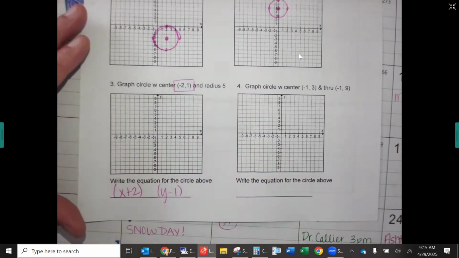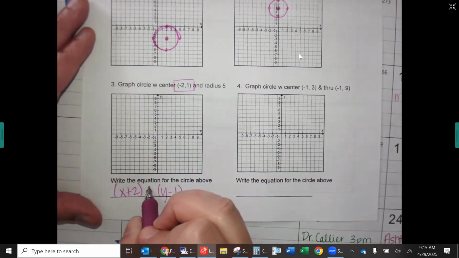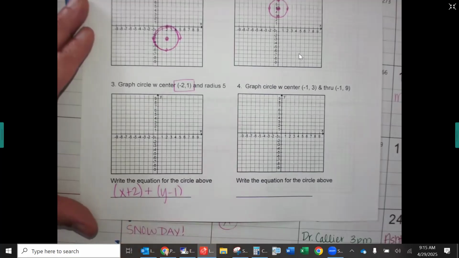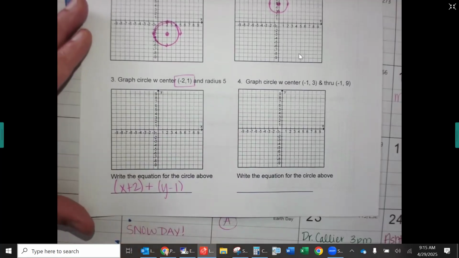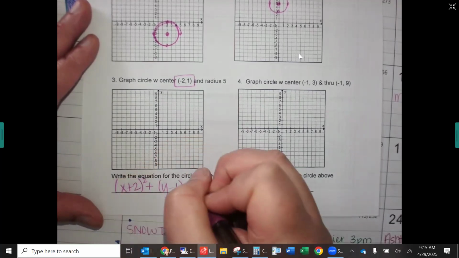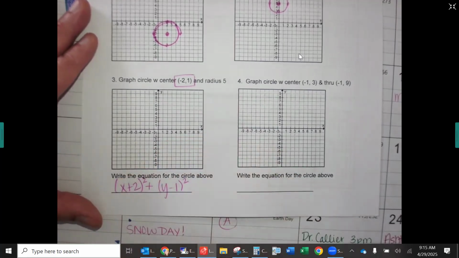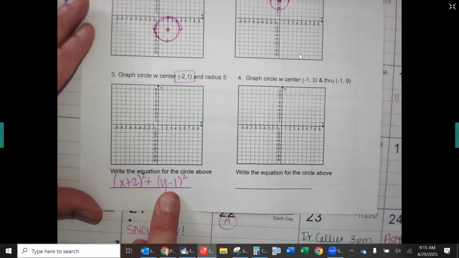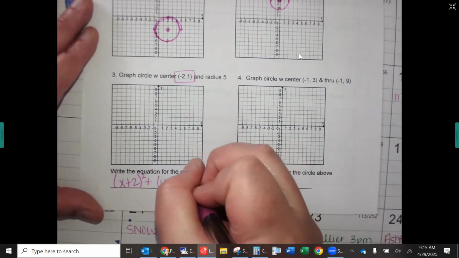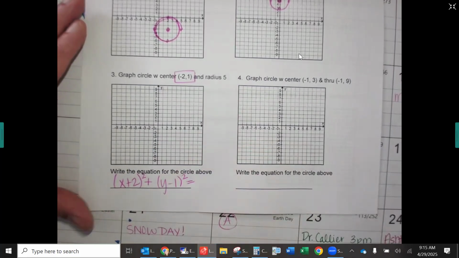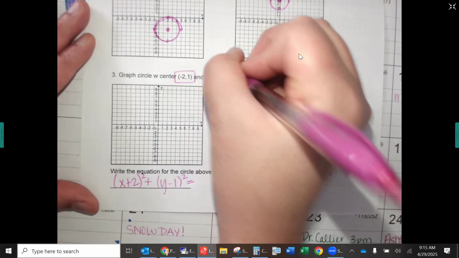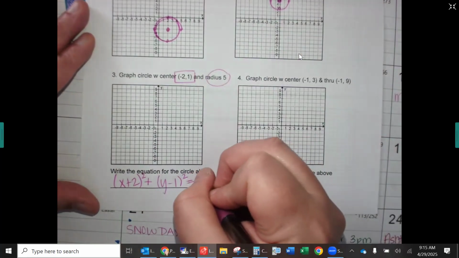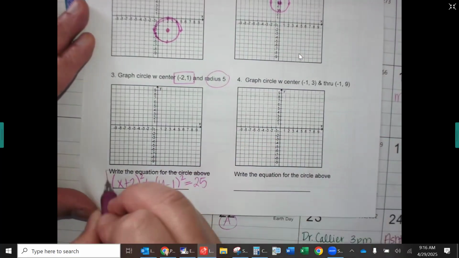You want a plus in the middle, so put a plus here in the center. And then in order to make it a circle, you got to put a squared on both of those. So your x plus 2 gets a squared, your y minus 1 gets a squared. Okay, then on the other side, remember it's supposed to be r squared. So if my r is a 5, what would 5 squared be? 25, and that would be your equation.